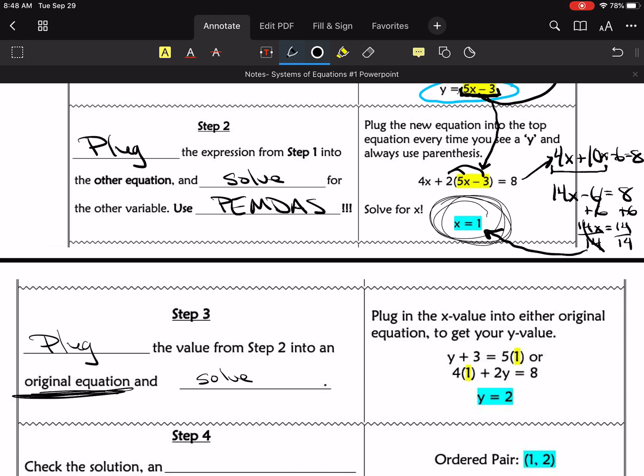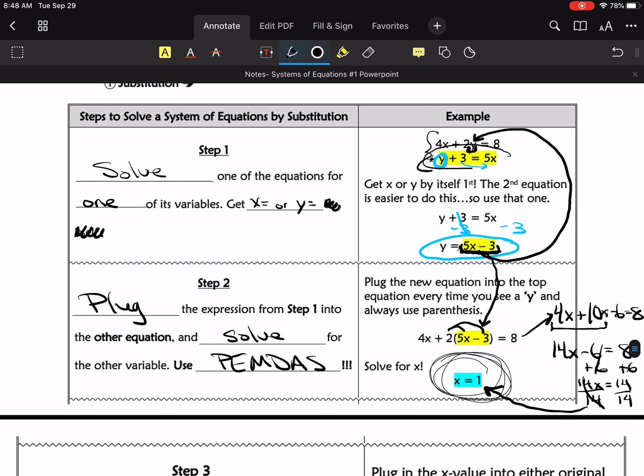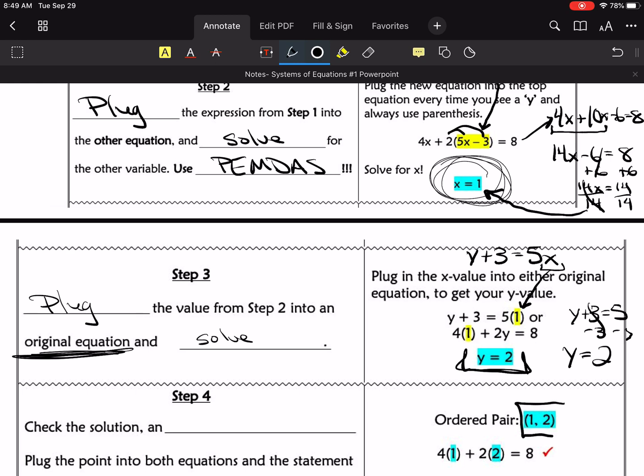Okay, so looking back here, I'm going to pick the same equation. It doesn't matter which one you pick. This one just looks a little bit easier to use. So I plugged the 1 in for x. So my original equation was y plus 3 equals 5x. I'm replacing x with 1, which I did here. So that gives me y plus 3 equals 5, minus the 3 over, I get y equals 2. Okay, so my answer would be the ordered pair 1, 2.